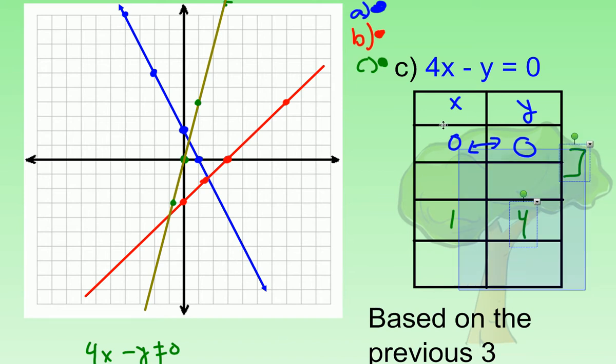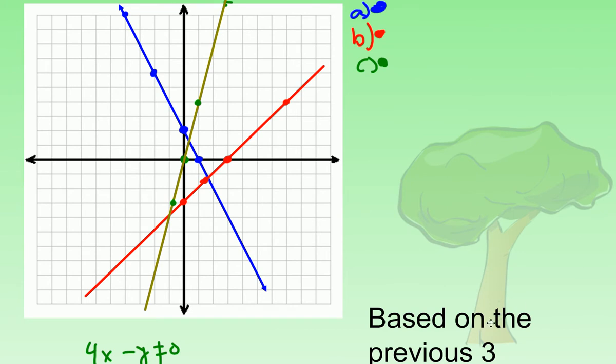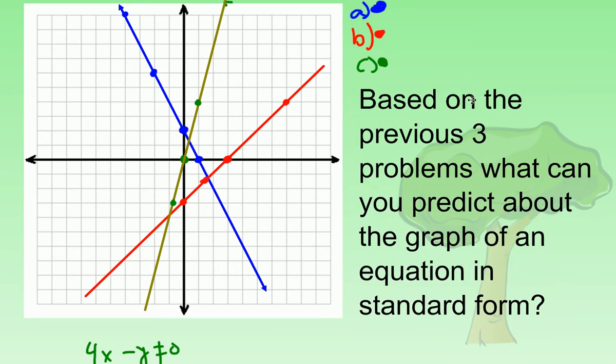Now, this brings us to the question I had up here earlier. Based on the previous 3 problems, what can you predict about the graph of an equation in standard form? What seems to be the trend with the 3 problems we did? Take a second, pause the video, go back, review the problems and the graph if you need to. What do you think is the trend here? Okay, hopefully you noticed that all the lines are straight lines.